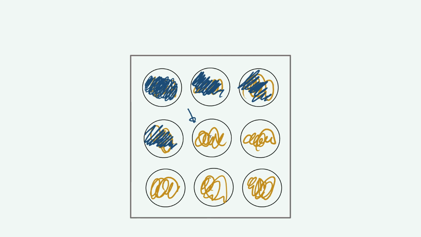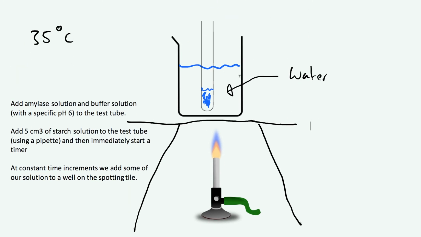Okay, just to summarize that experiment, what we do is we have water at around about 35 degrees Celsius, but we keep that temperature constant. It's very important because we need that to be a control variable, right? We add amylase solution and buffer solution to a test tube, so it's not mixed in with the water, and we let that reach the temperature, and that's at a specific pH. Then we add 5 centimeters cubed of starch solution to it, and then we immediately mix and start a timer.